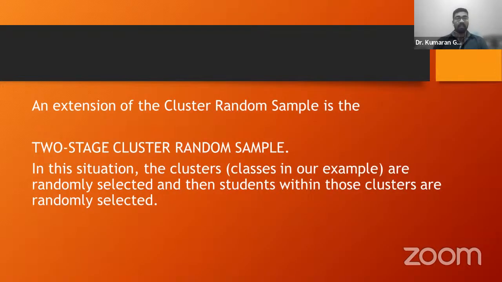Okay, not only that, we can also use two-stage cluster random sampling. In this kind of situation, the clusters, as I said with the classroom example just now, are randomly selected, and then students within those clusters are also randomly selected. So I hope you guys understand. The cluster means the classroom, we select the fifth grade classrooms, and then inside these classrooms, we also choose students. So this is what we call a two-stage cluster random sample.